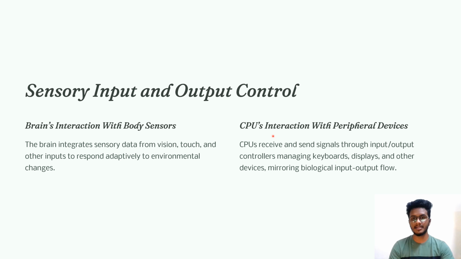Whereas in a CPU integration, the CPU receives and sends signals through input-output controllers managing keyboard, display and other devices, mirroring biological input-output flow. Like in a CPU, there are input devices which are being commanded by a human or some user, and the central processing unit interacts with peripheral devices and gives the output.